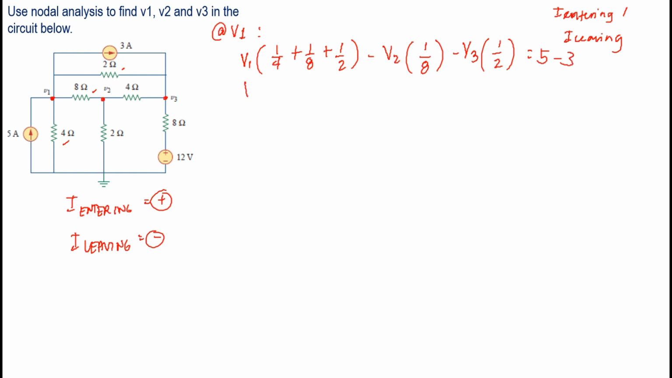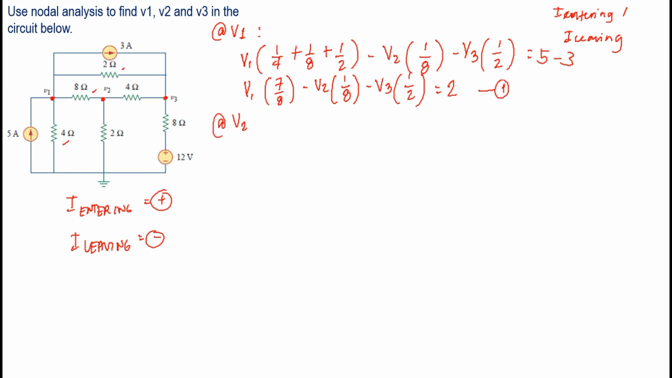Then let's simplify the equation. This is 1/4 plus 1/8 plus 1/2. This will be 2 over 8, then 4 over 8. This is 7 over 8. Minus V2 times 1 over 8, minus V3 times 1 over 2, equal to 2. And this is our first equation.